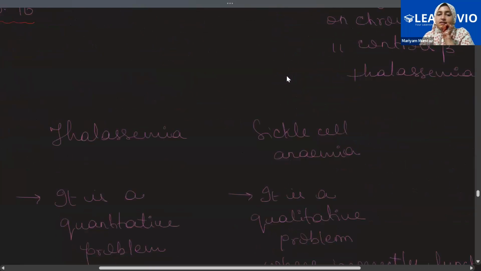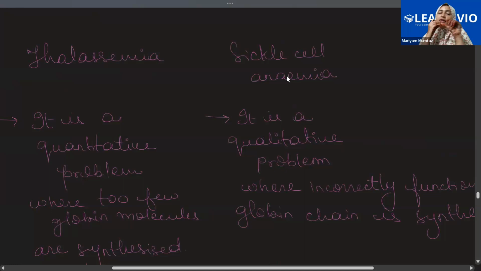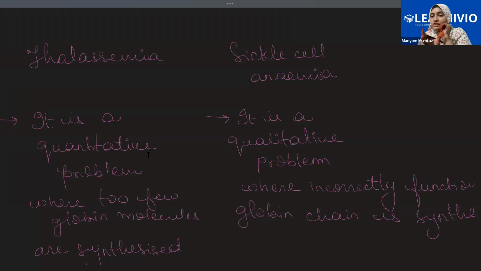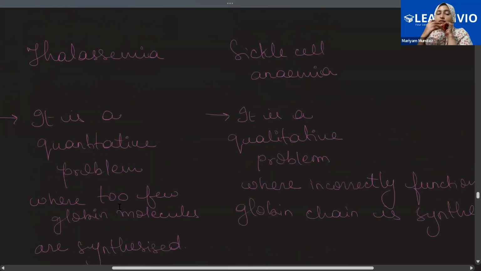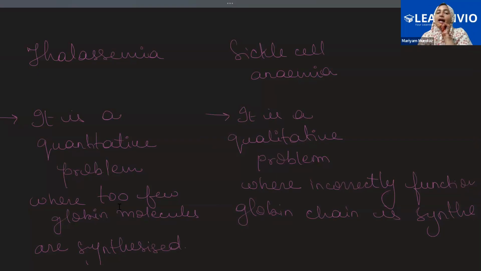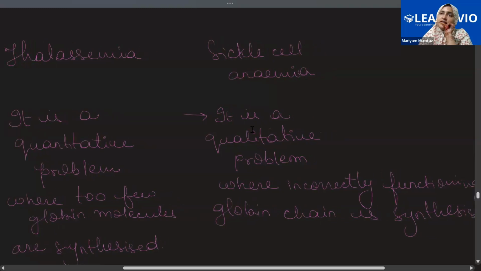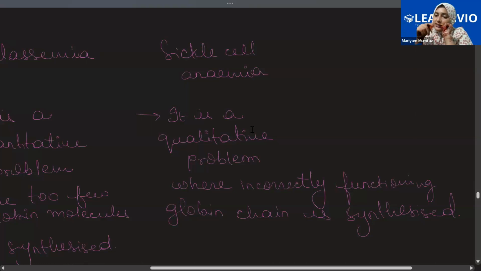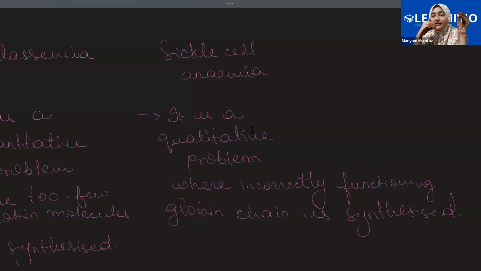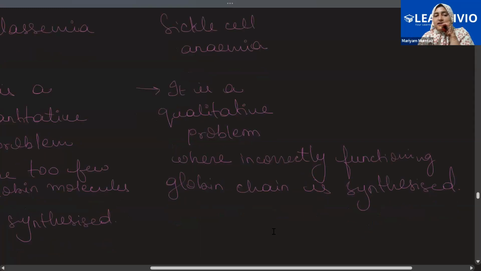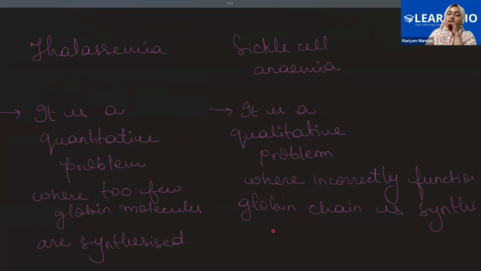Now moving forward, there is a comparative analysis of the differences between thalassemia and sickle cell anemia. Both are related to the globin chain of hemoglobin, but how are they different? Thalassemia is a quantitative problem where too few globin molecules are synthesized, meaning they are not enough, very little, very less amount. Sickle cell anemia is a qualitative problem. Qualitative means the quality of the globin chain is affected. It is not related to the number, rather it is the property that is affected. So an incorrectly functioning globin chain is synthesized. This is a major difference between thalassemia and sickle cell anemia.